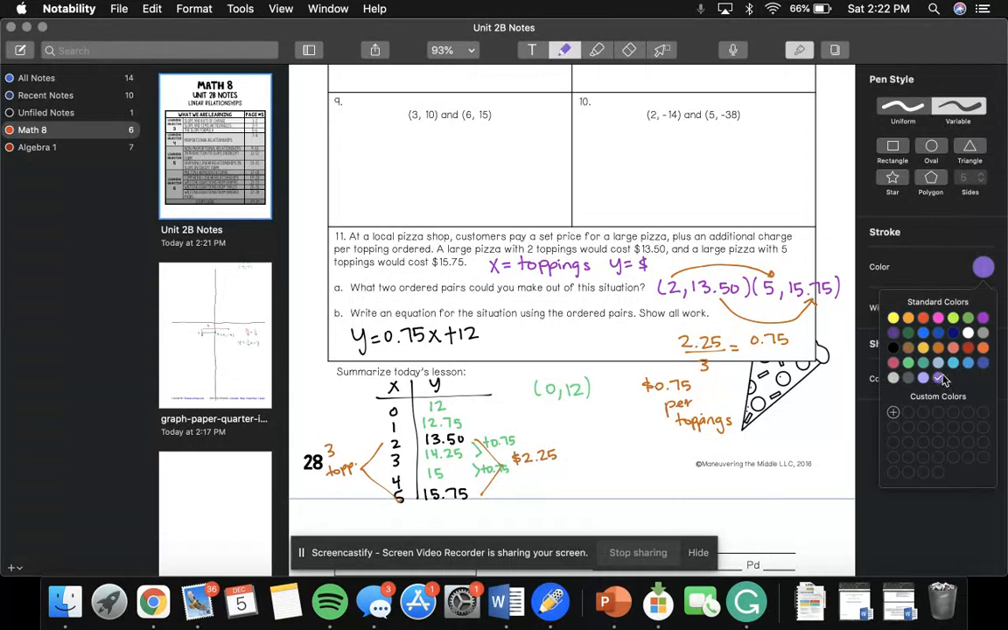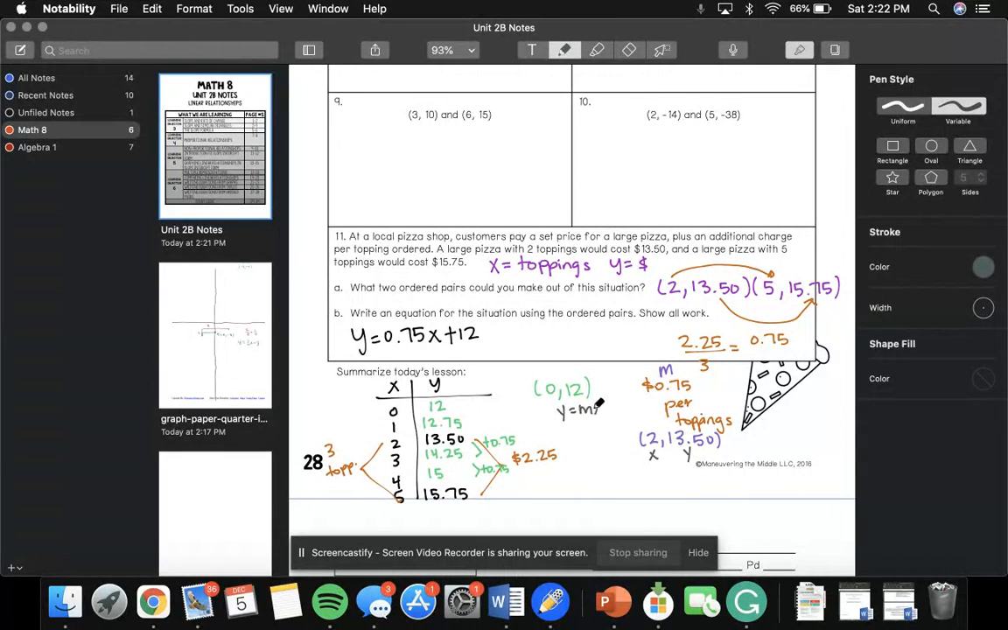Now, if you do not like the table way, if that's not just how your brain works, you already know that your slope is 75 cents. You also have these 2 ordered pairs. So I'm just going to use the smaller one. It doesn't really matter. And I am going to say that the x is 2 and the y is $13.50.